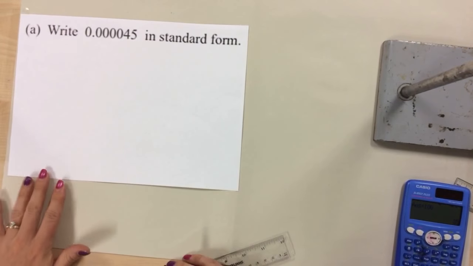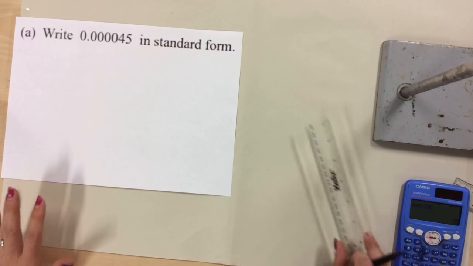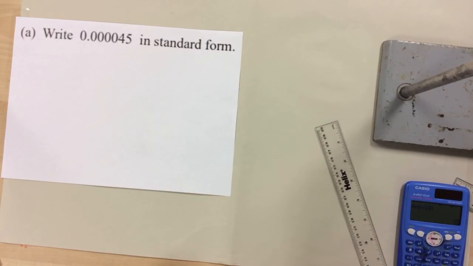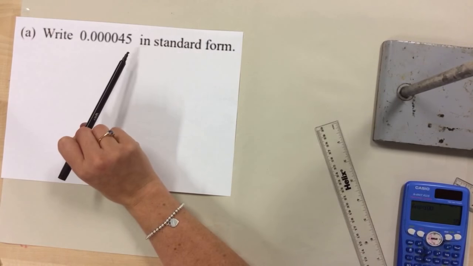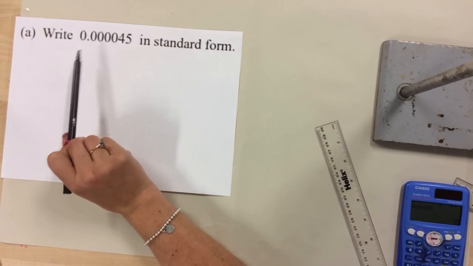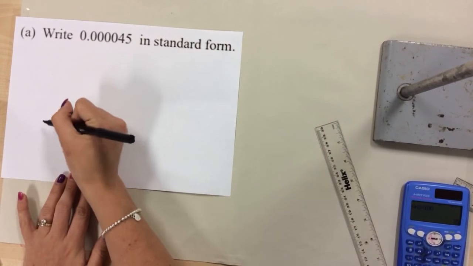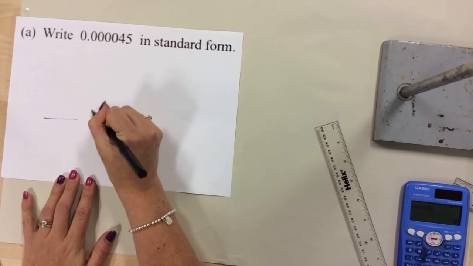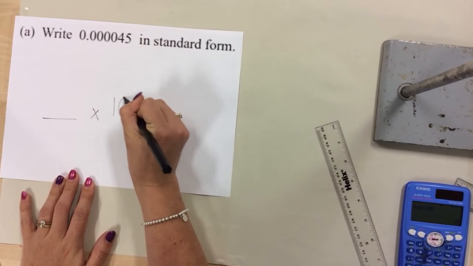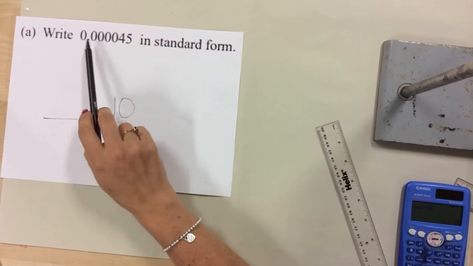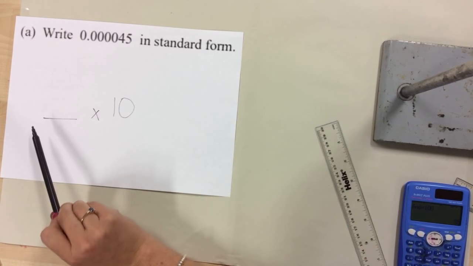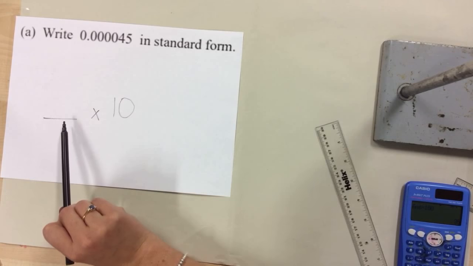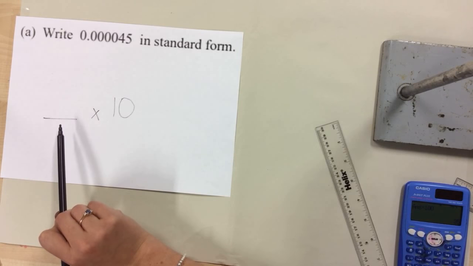The next one, which hasn't been on yet, and I would definitely think it will be on, is standard form. So write this number in standard form. Now, this is an ordinary number, and the first thing I think about is what is standard form. So for standard form, we've got to have a number multiplied by 10 to the power of something. Now, because this is a very small number, then it's going to be a negative power. And I know for standard form that the number's got to be between 1 and 10.